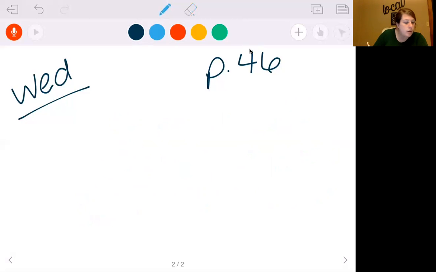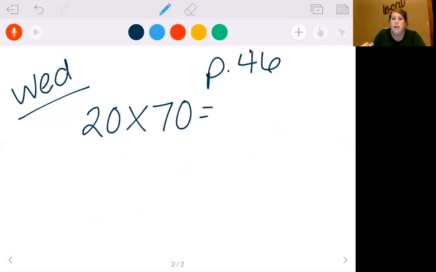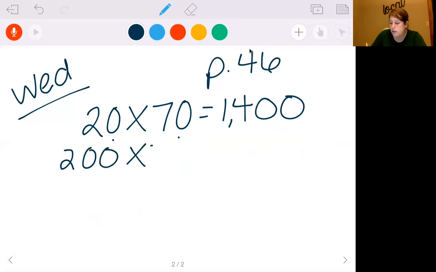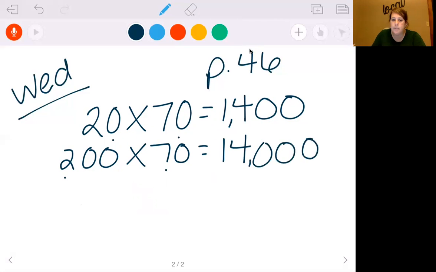So let's do 20 times 70. Let's multiply 2 times 7 first, and we get 14. And then we have 1 zero, 1 zero. Add them to this side, 1,400. Okay, let's do 200 times 70. 2 times 7 is 14. And then we have 1, 2, 3 zeros. So we add them over here.